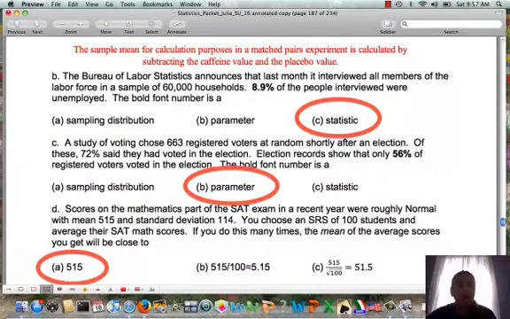Question B says the Bureau of Labor Statistics announces that last month it interviewed all members of the labor force in a sample of 60,000 households.